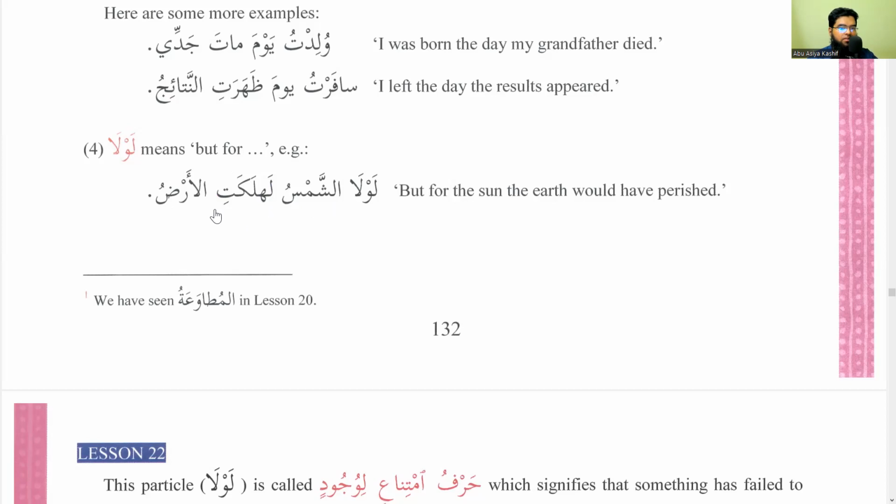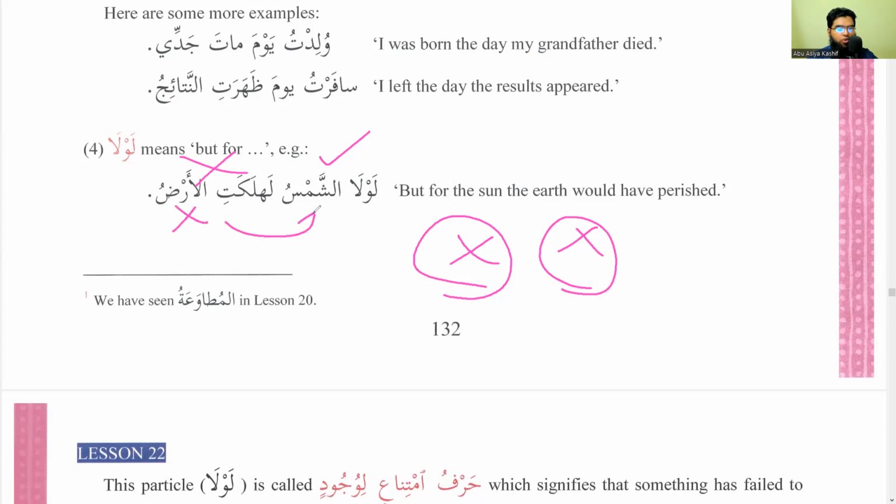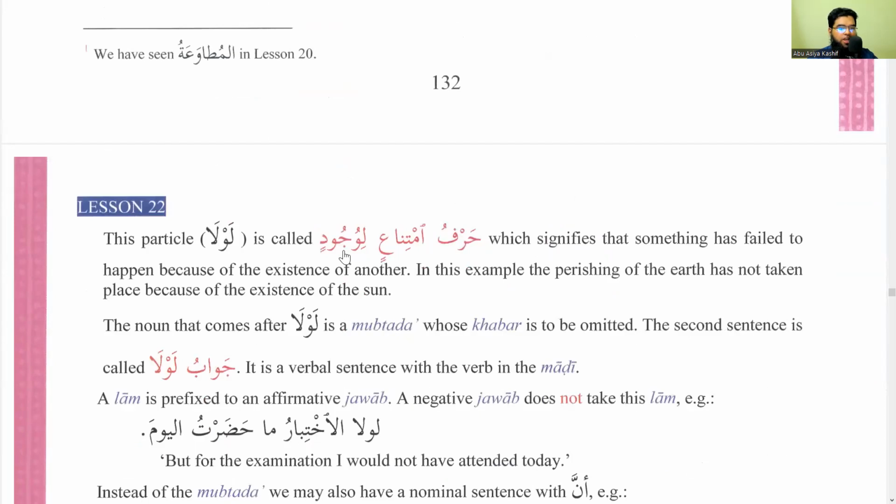Lawla shamsu la halakatil ardu. But not for the sun, the earth would have been destroyed. This is called halfun tina lil wujud. Because the sun is present, this did not happen. Both did not happen. That is why it's called halfun tina lim tina. This is not possible because of wujud, because it's possible. And we talked about it in the lesson also. This is called halfun tina in li wujud, lawla. And even if you don't understand this, you can translate lawla with the context.